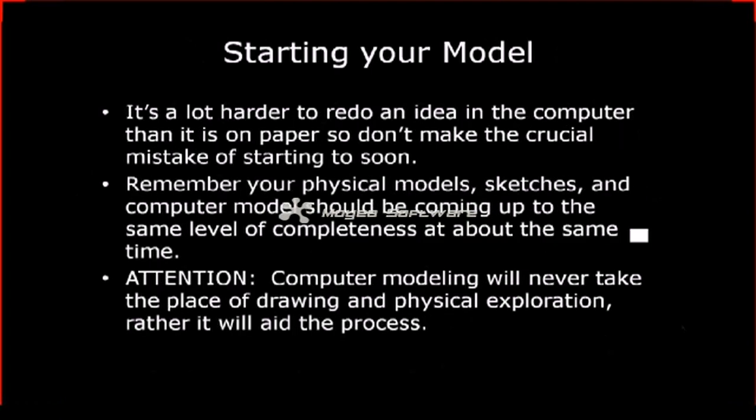It's a lot harder to redo an idea in the computer than it is on paper. If you sketch something and you don't like it, you can re-sketch it really quickly. We're going to show you ways in the computer that if you do change something, you can change it really efficiently. It's not necessarily going to be fast every time, but it will be efficient. Remember that physical model sketches and computer model should be coming up to the same level of completeness relatively, but that's only in the beginning.